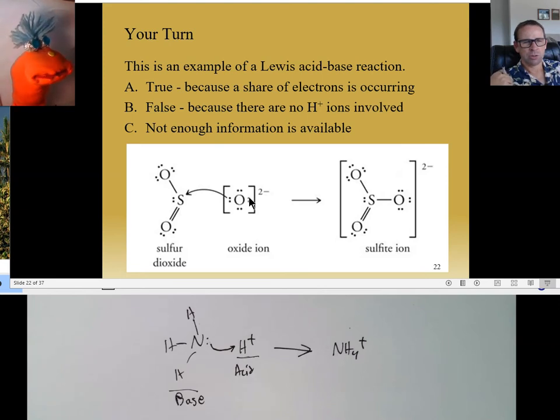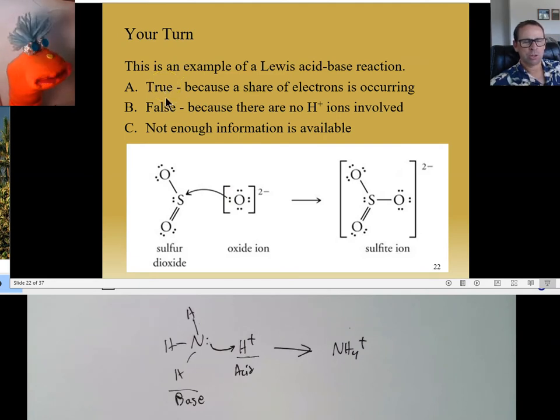Let's see. Well, B says no because there's no hydrogens involved. But that's what we said, that a Lewis acid-base reaction didn't have to have hydrogens, right? That's right. So B's not right. It's not true that the answer can be false because there's no hydrogens involved. Now, there might not be enough information, I guess, but how can we tell whether this is a Lewis acid-base reaction?